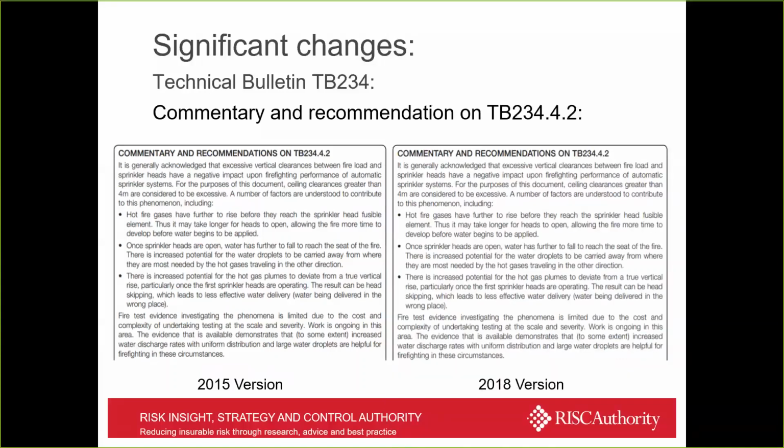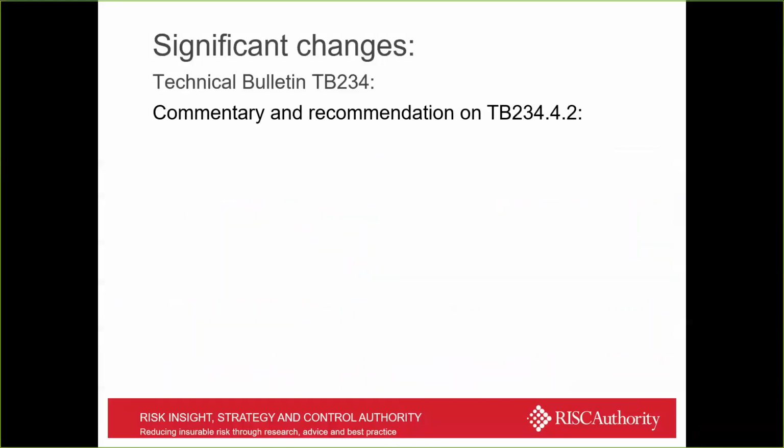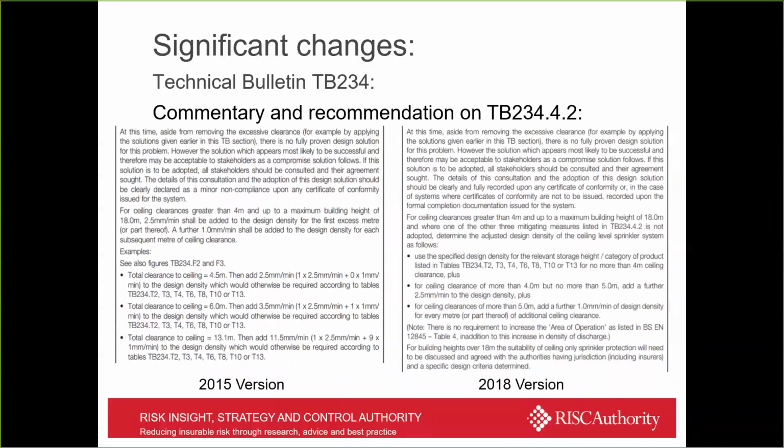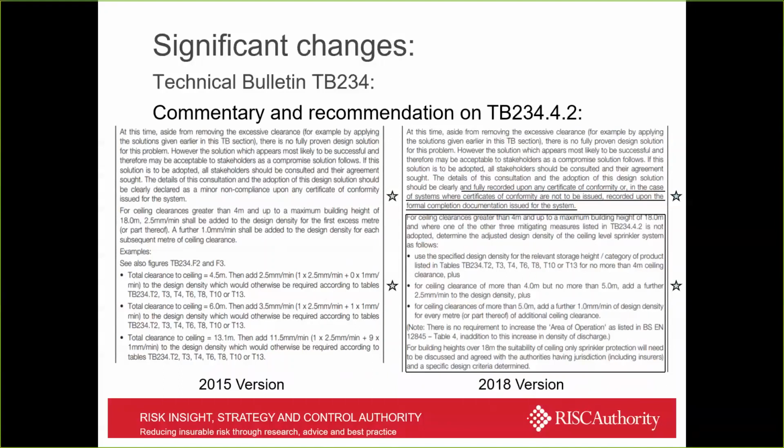2008 version now shown on the right-hand side. There's no change in that particular section of the commentary and recommendation, but the continuation from there, you can see here's where there are some changes. So the first change I'm showing there is the documentation for using this increased density. So you should either record that on your certificate of conformity, or in the case of systems where certificates of conformity are not issued, then record it on the formal completion documentation, because it's not an actual requirement, it's a commentary and recommendation. It's one of 3 or 4 options you've got.